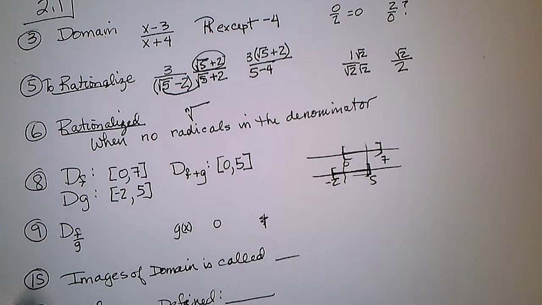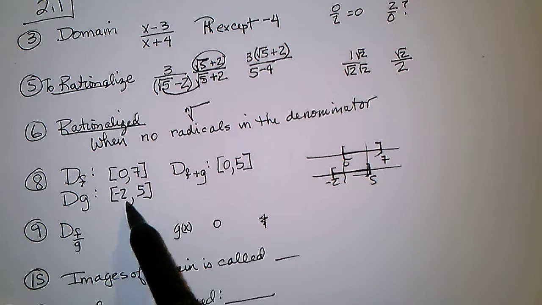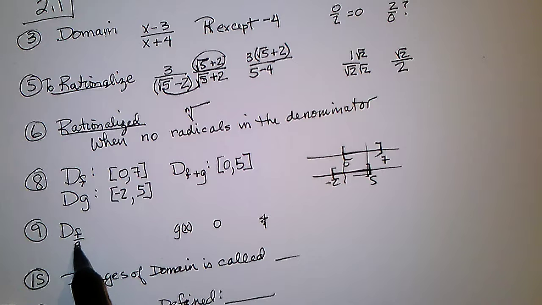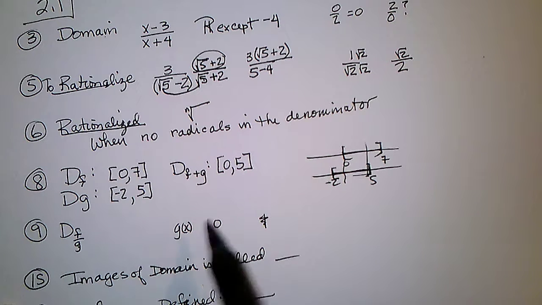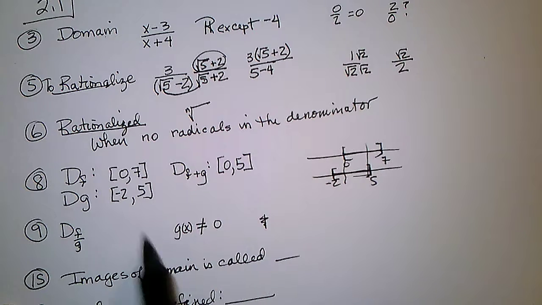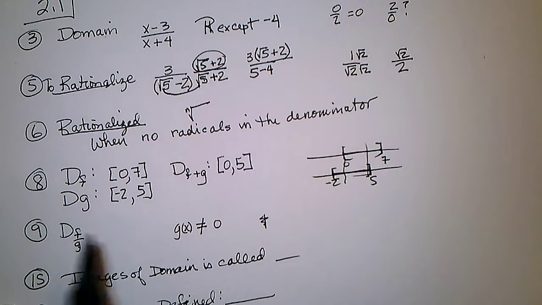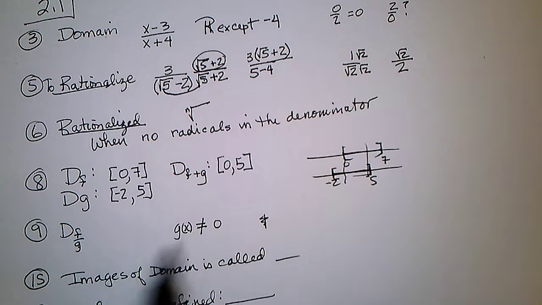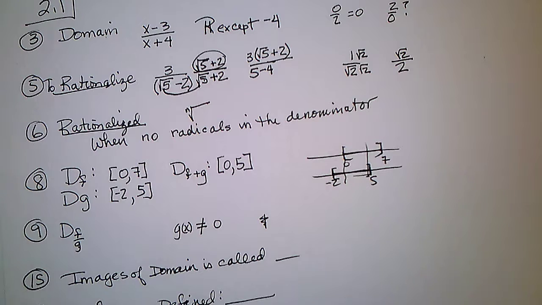Now, f divided by g, we would do the same thing, except that when we're doing division, again, the denominator can't be 0. So g of x cannot be 0. So it would be the same domain, except that whatever x turns out to give g of x equal to 0 would have to be thrown out. It would have to be also removed from the domain.